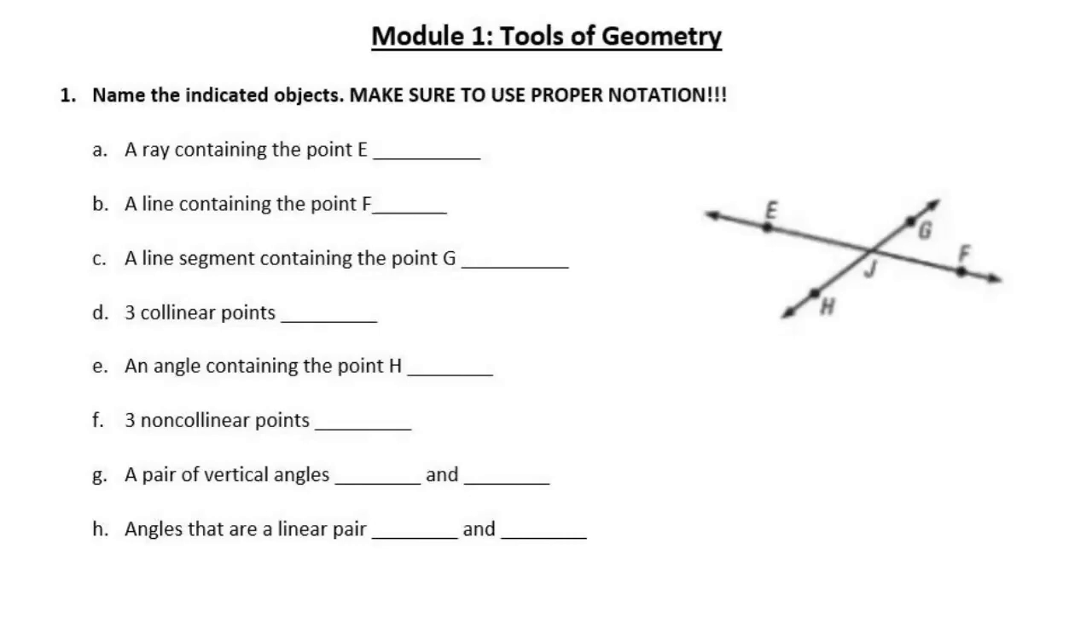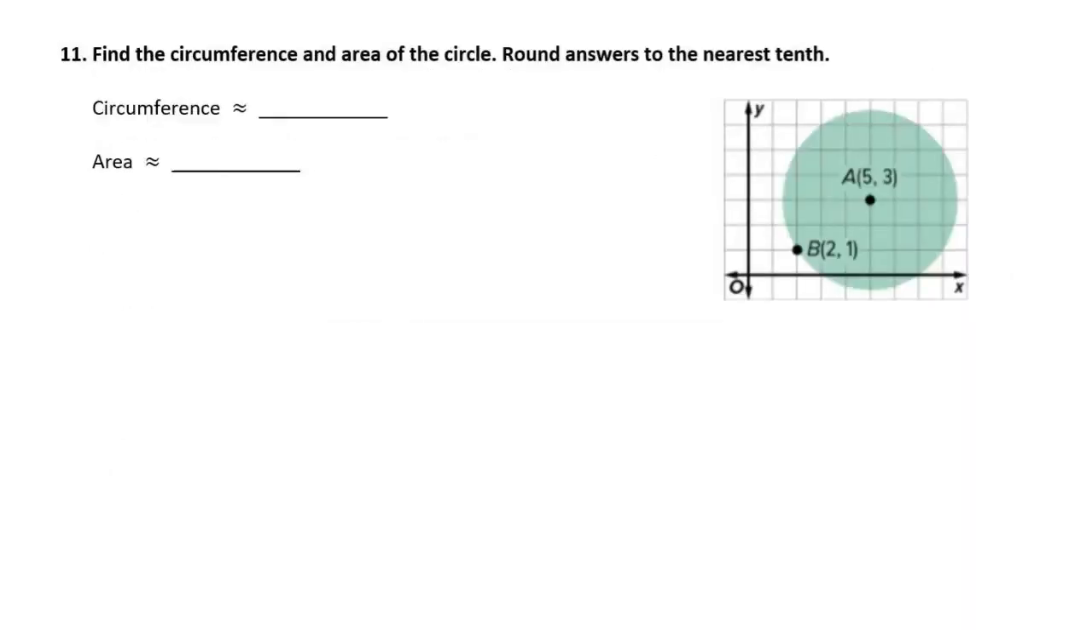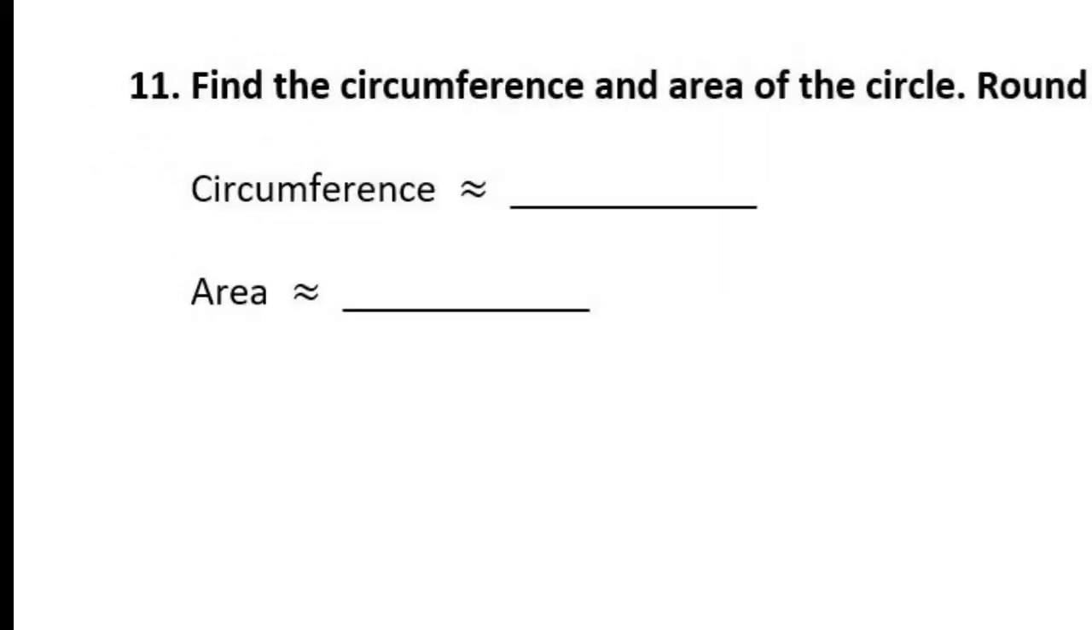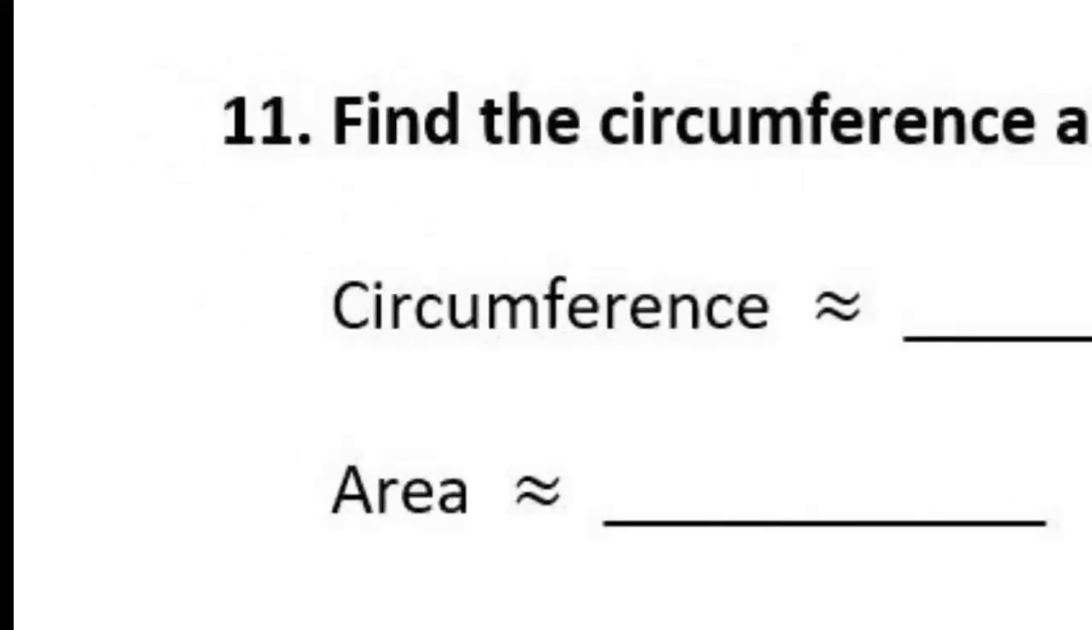All right, so problem number 11. Find the circumference and area of the circle. Round answers to the nearest tenth. One thing I will make note of is that I am not giving you the formulas for circumference and for area. So if you want those formulas, they need to be on your cheat sheet.